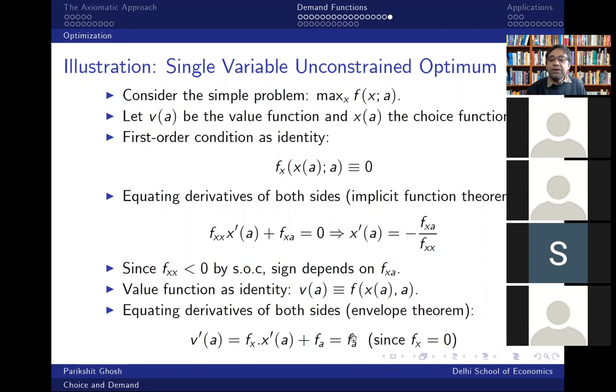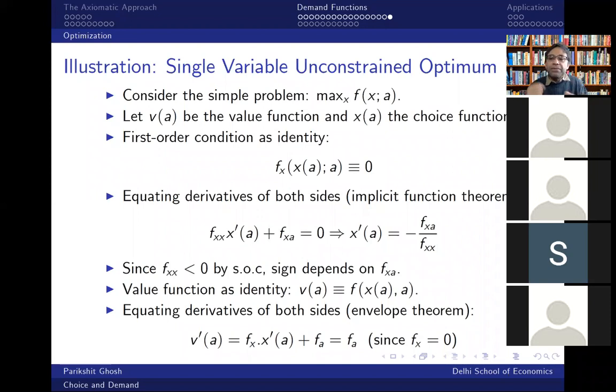So that's what we derive. Now, this is a simple unconstrained problem. So in other words, what this is saying is that the slope of the value function is nothing but the slope of the objective function itself with respect to that parameter.